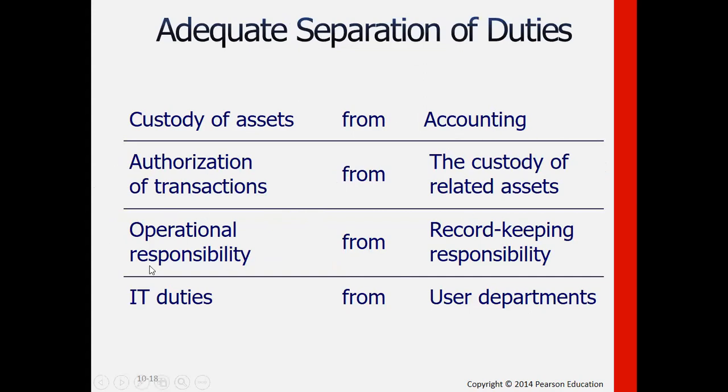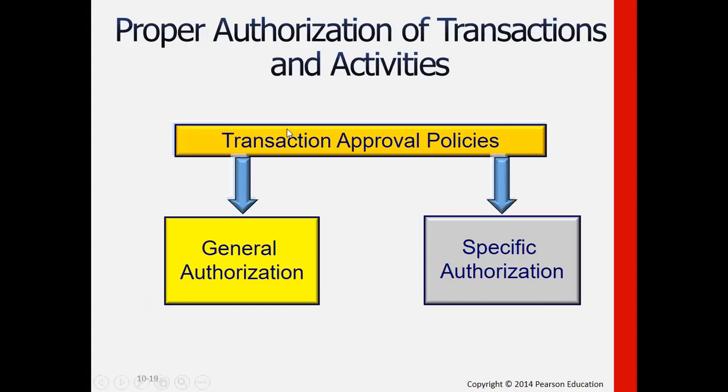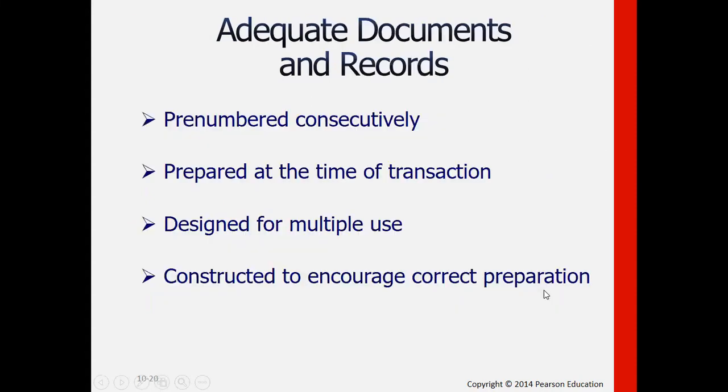The execution or the operations should be separated from record keeping, and also from the IT duties in terms of our network, our IT infrastructures, and of course, those people who are in charge of the custody, the authorization, the recording, execution should also be separated from the actual users. Then another one would be the proper authorization, in which the approval policies could be general, overall, and could be specific depending on the transaction itself.